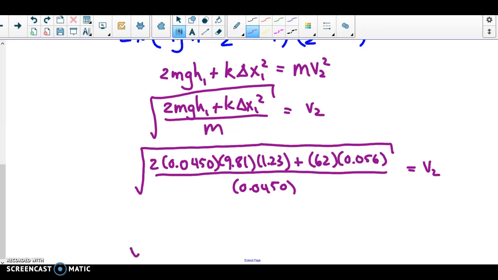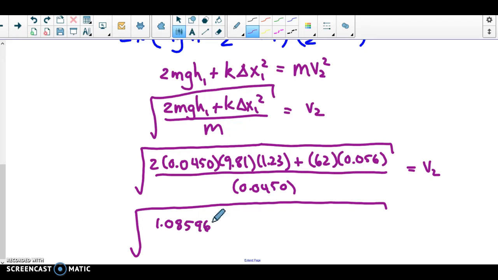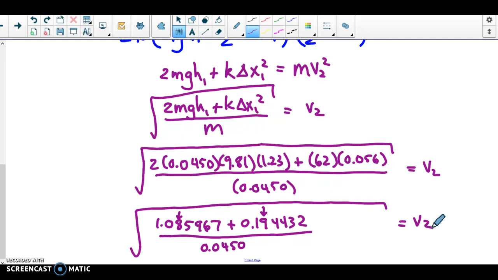So let's take it one step at a time so we can keep track of significant figures. This first term here, when I calculate this, which I've done before now to make this a little bit shorter for you, is 1.085967. I'm going to round to 3 significant figures, so I'll just put a little arrow to keep track. The next term is equal to 0.194432. Here, I'm rounding to 2 significant figures. I'm going to divide everything by the mass again. And that's equal to v2.